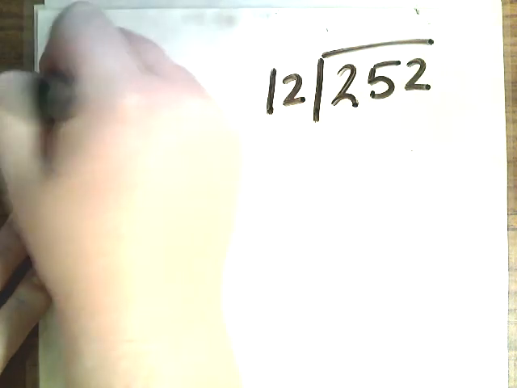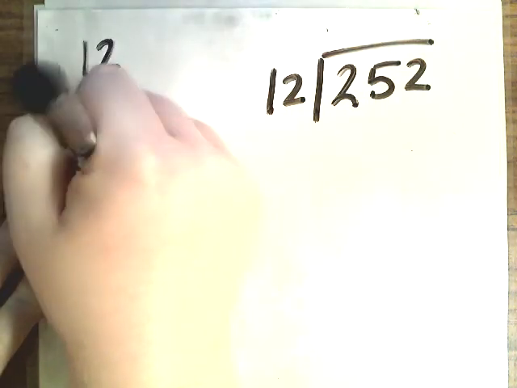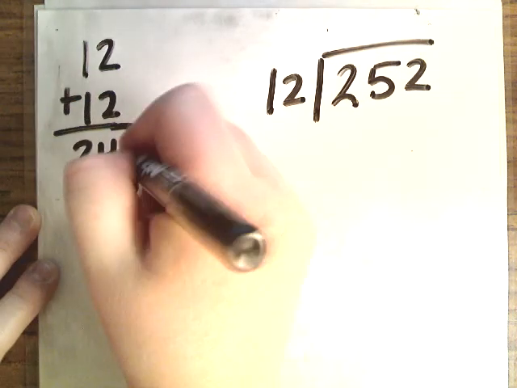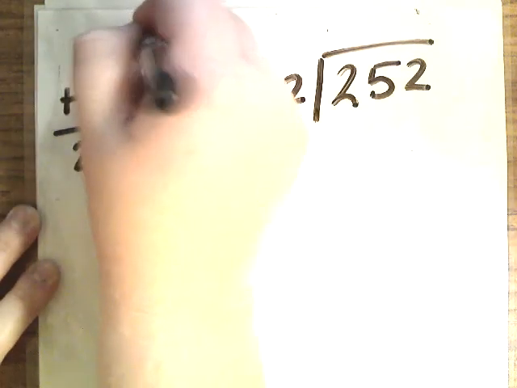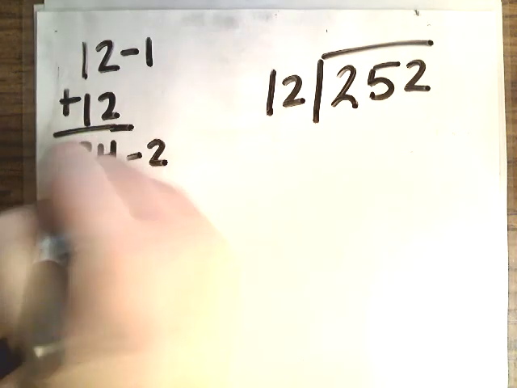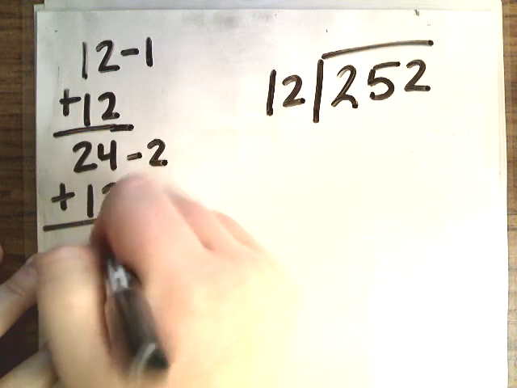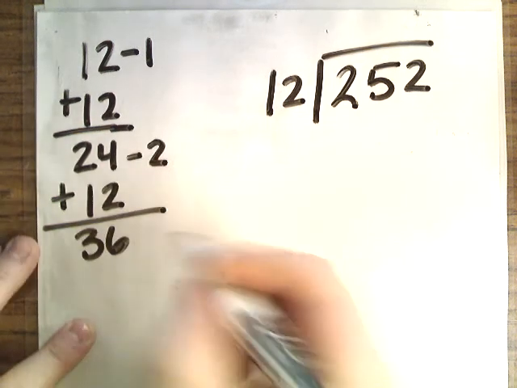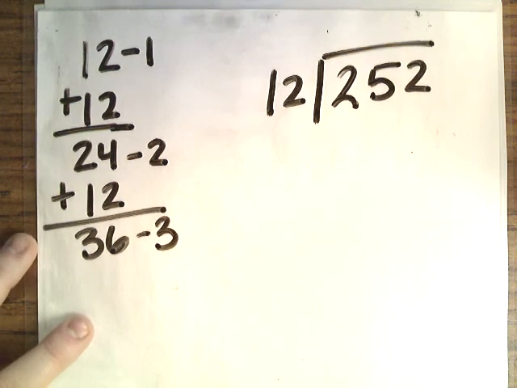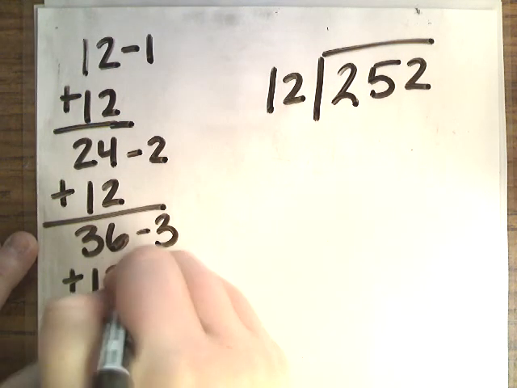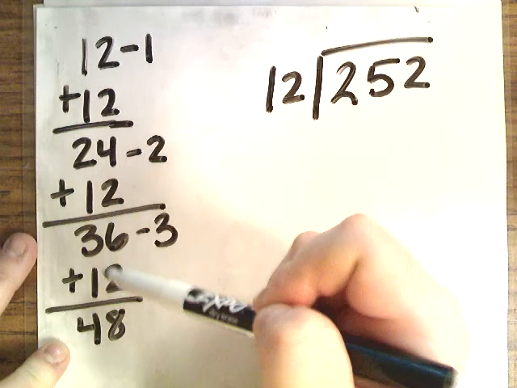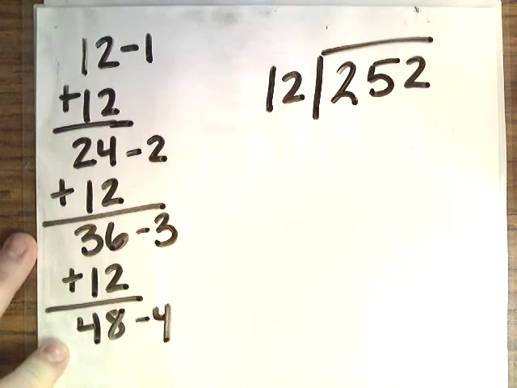So 12 plus 12 is equal to 24. So that tells me that 12 times 2 is 24. 12 times 1 is just 12. We're going to add 12 to that. So we get 36. So 12 times 3 is 36. Add 12, 8, 4. 12 times 1, 2, 3, 4 is 48.